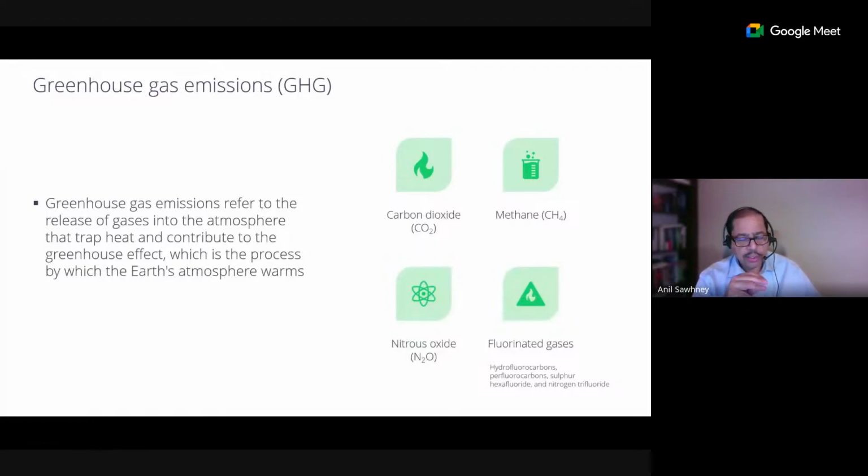Broadly, the GHGs, as per the Kyoto Protocol and the Paris Agreement, are carbon dioxide, CO2, methane, CH4, nitrous oxide, and a whole bunch of fluorinated gases such as hydrofluorocarbons and so on. So our LCA only focuses on GHG and these greenhouse gas emissions. So when we talk about GHGs, we are talking about these gases.